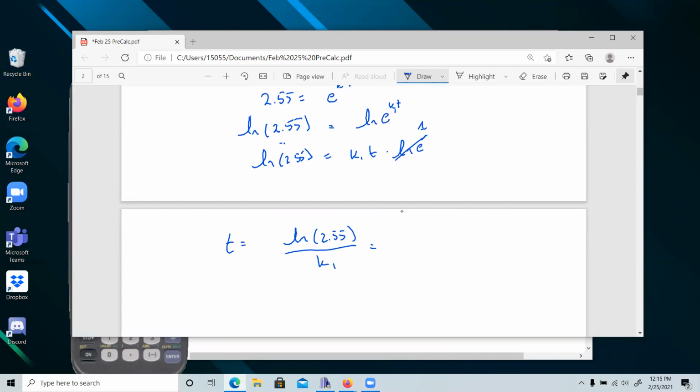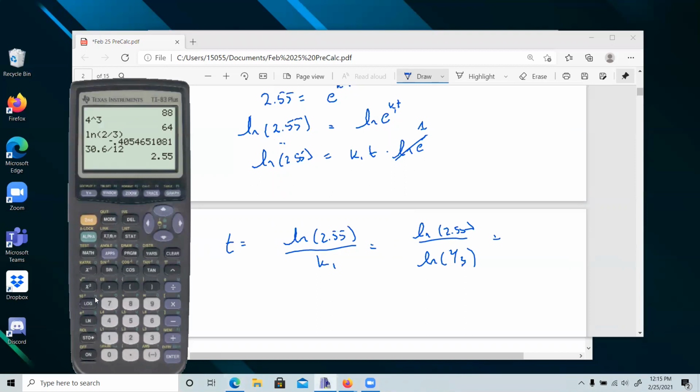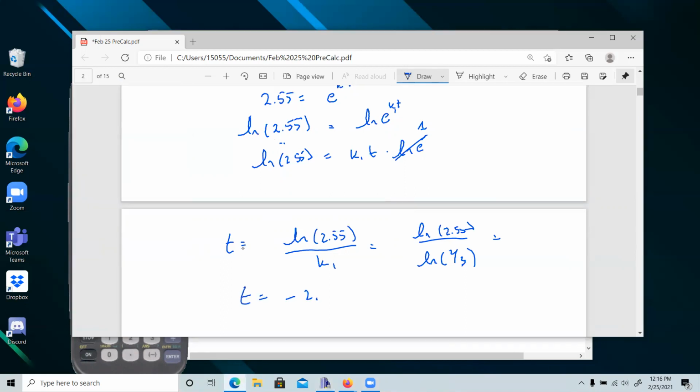And k was the natural log of, what was that, 2/3? And I can just figure that out. Okay, so we're going to say this is natural log of 2.55 divided by the natural log of 2/3. Okay, and we got t was equal to negative 2.3.